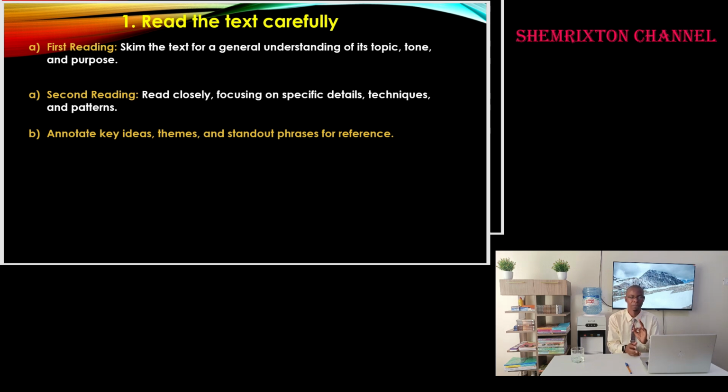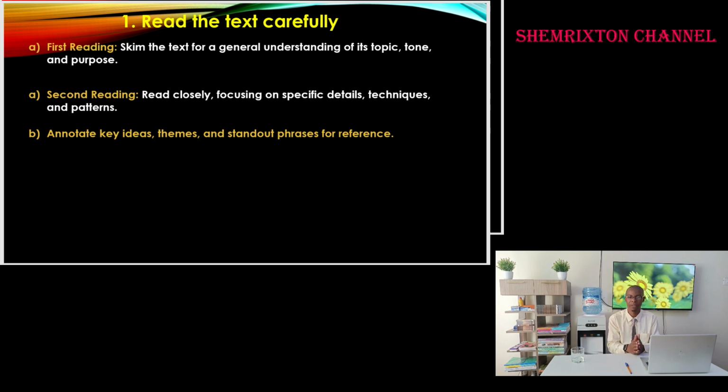So the first thing you are going to do is to read the text carefully, do the first reading, and skim. Read so quickly, just to get the general understanding. Then the second point is read again, and as you read for the second time, make sure you focus on the specific details, techniques and patterns. Then the third point on the same reading is annotating the key ideas. Let's move to the next slide.